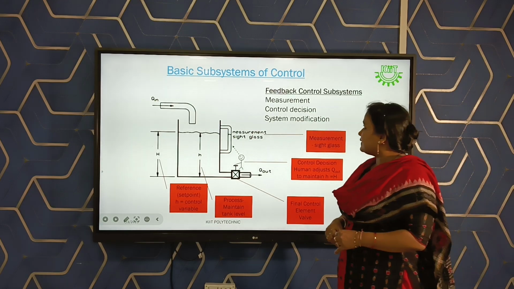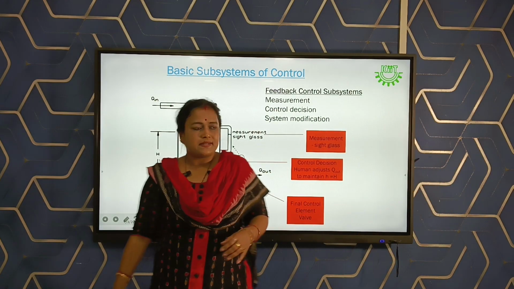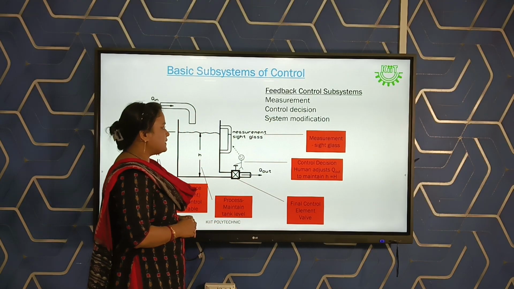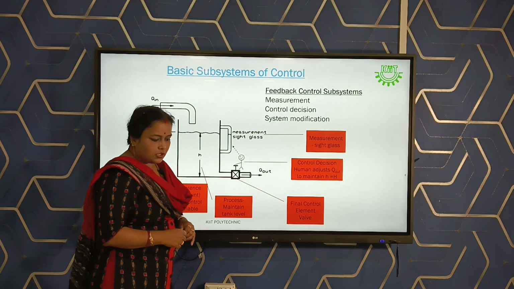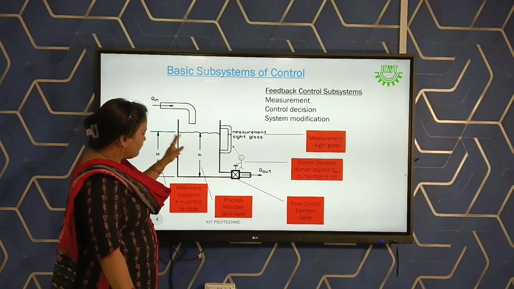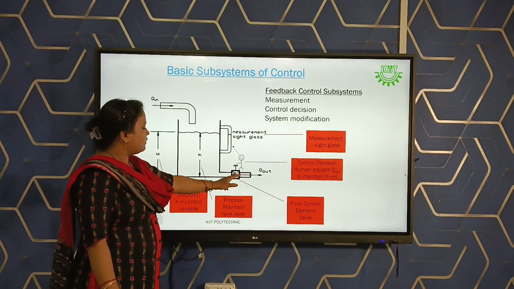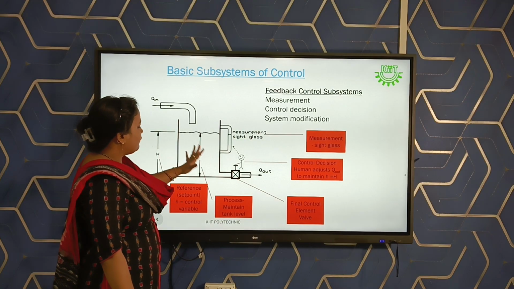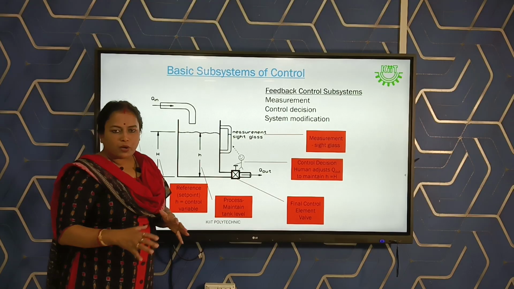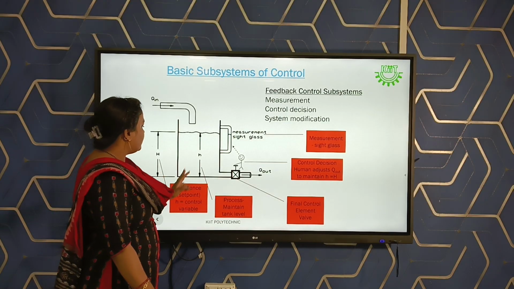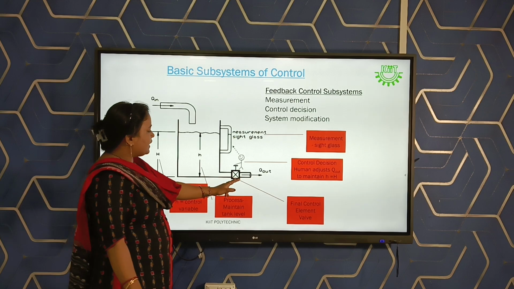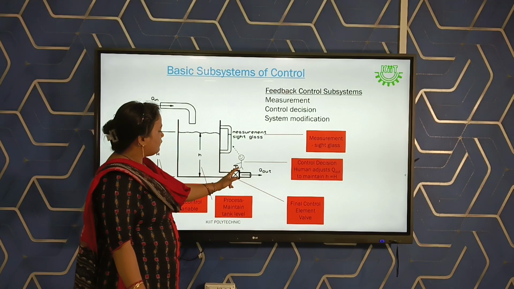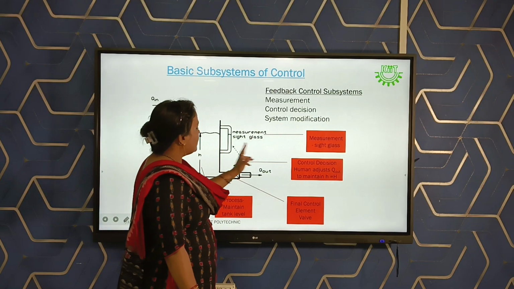So what are the basics of our control systems? Basically, we are dividing into three parts. One is measurement, another is control decision, another is system modification. In the previous diagram, if we compare with this diagram, the only difference is that one valve is present and one human is there. In the previous diagram, we cannot control the water flow from the tank, but here we can control the flow of water from the tank by adjustment of the valve. That decision will be taken by our human.